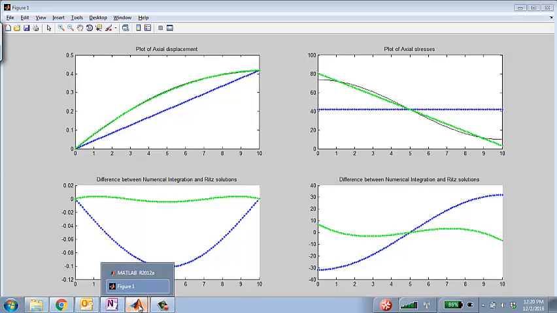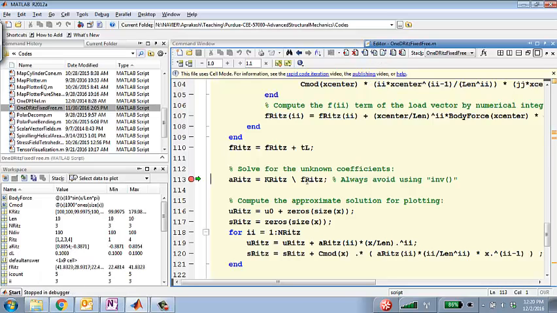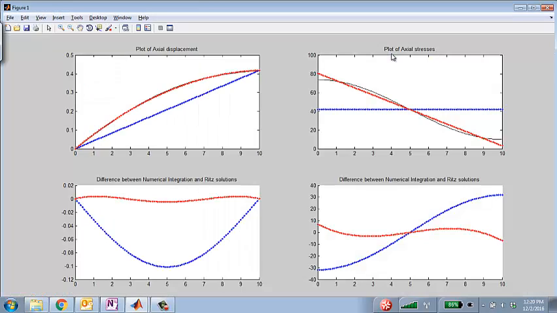Similarly, if I do the same exercise with 3 terms, then the vector F is a 3 cross 1 now. The matrix K is a 3 cross 3 now. Calculate A again and plot the cubic. So this is H1, H2, H3 up to cubic terms. You don't even see the green curve. Why? Because the red curve is right on top of the green curve. The cubic solution did not improve over the quadratic.